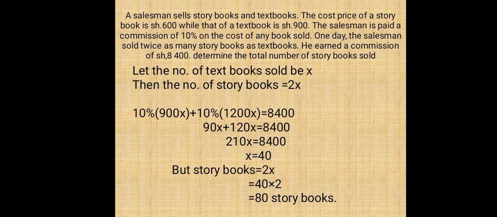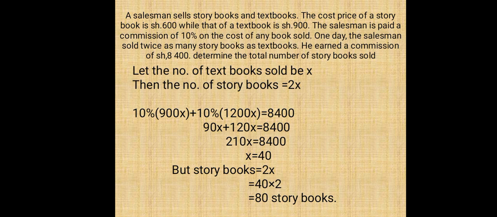A salesman sells storybooks and textbooks. The cost price of a storybook is 600 shillings, while that of a textbook is 900 shillings. The salesman is paid a commission of 10% on the cost of any book sold. One day, the salesman sold twice as many storybooks as textbooks. He earned a commission of 8,400. Determine the total number of storybooks sold.